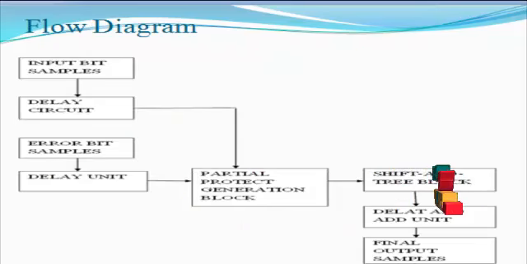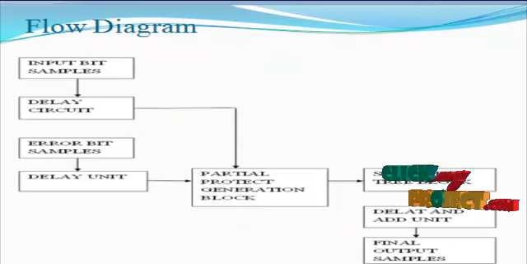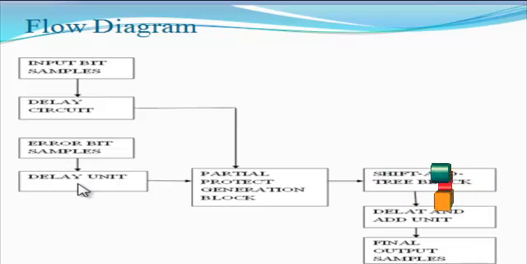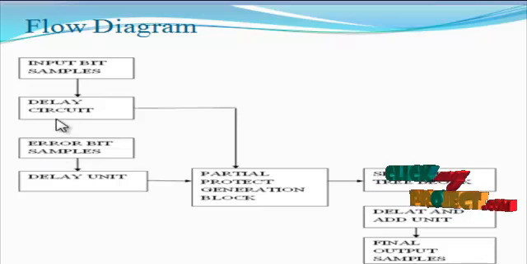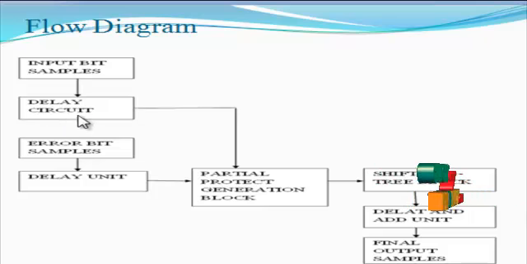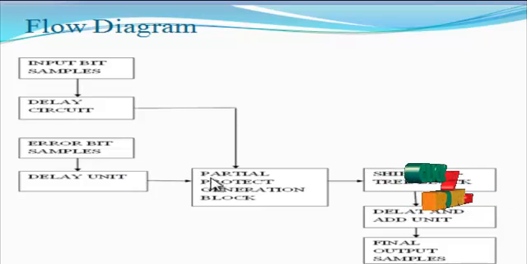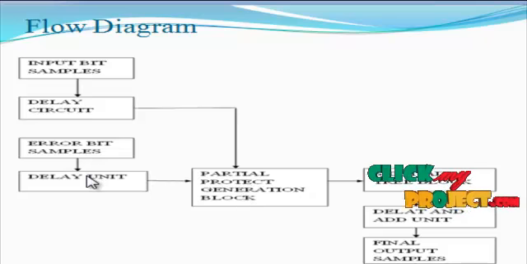Then we will see the flow diagram for the project. The input samples and the error samples are applied to the delay unit architecture. The delay unit architecture is mainly based on the register element. The D flip-flop register elements are used for the delay adder process. Then the delay element result is applied to the partial product generation unit. The error bit samples are used to create the error coefficient.